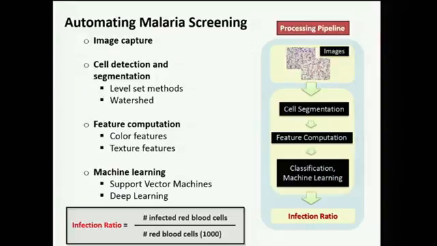Then the last processing step is the actual classification and machine learning that discriminates between abnormal and normal, or infected and uninfected cells, using statistical methods based on the features computed. And then we output the infection ratio. The infection ratio here is the number of infected red blood cells divided by the number of red blood cells that we detected. Usually in the field they count up to 1,000 and then report that ratio. This is also called parasite count.